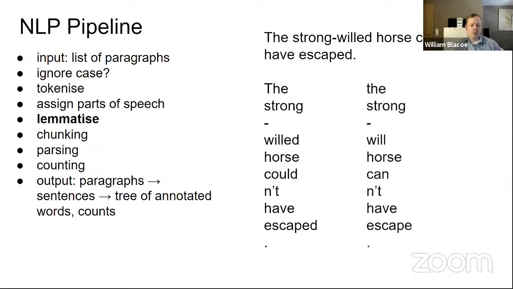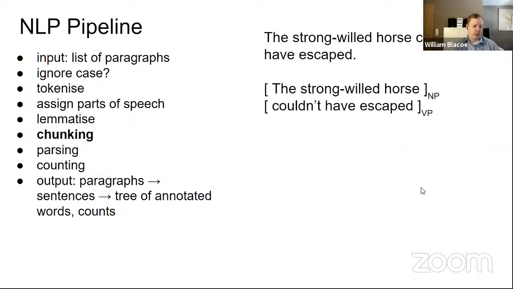Then if you want to reduce the number of different words that you're looking at, which can be very useful, you can lemmatize every word. That means bringing it into its base form. So you ignore things like plural or singular. Every plural noun becomes a singular noun. With verbs, every tense is ignored. So "could" becomes "can," "willed" becomes "will," "escaped" becomes "escape." And then you have a slightly smaller inventory of different tokens that you need to cover with your algorithm.